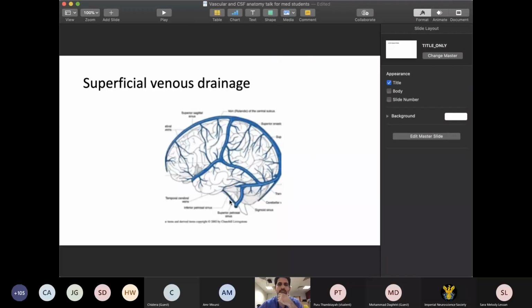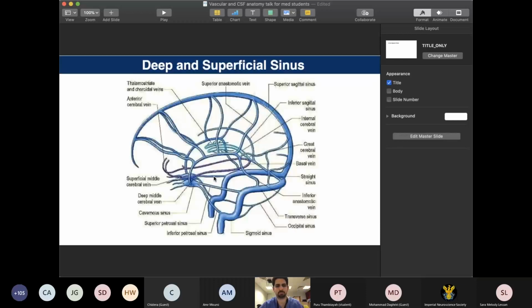You'll start to see clues of the deep venous system here. Underneath, you've got the inferior petrosal sinus and the superior petrosal sinuses, which are coming from the cavernous sinus, and I will talk about the cavernous sinus in just a moment. When you take away the brain, this is quite a nice diagram showing you more of the venous drainage.